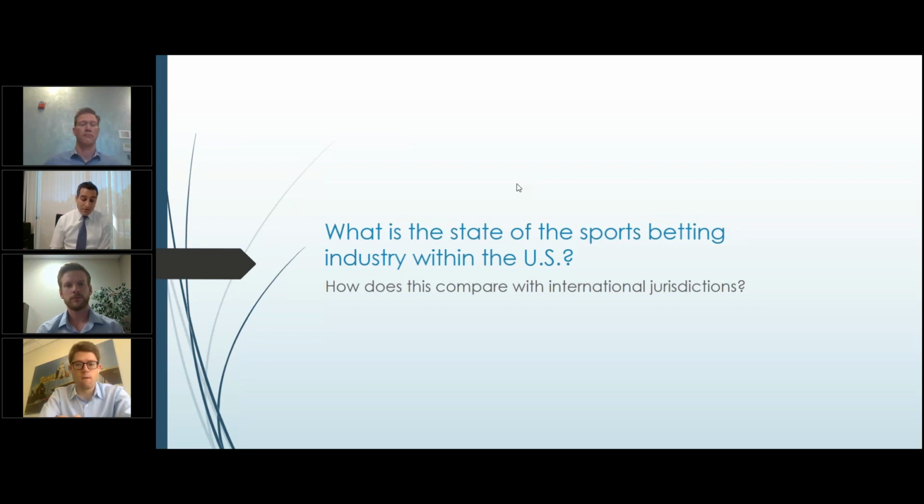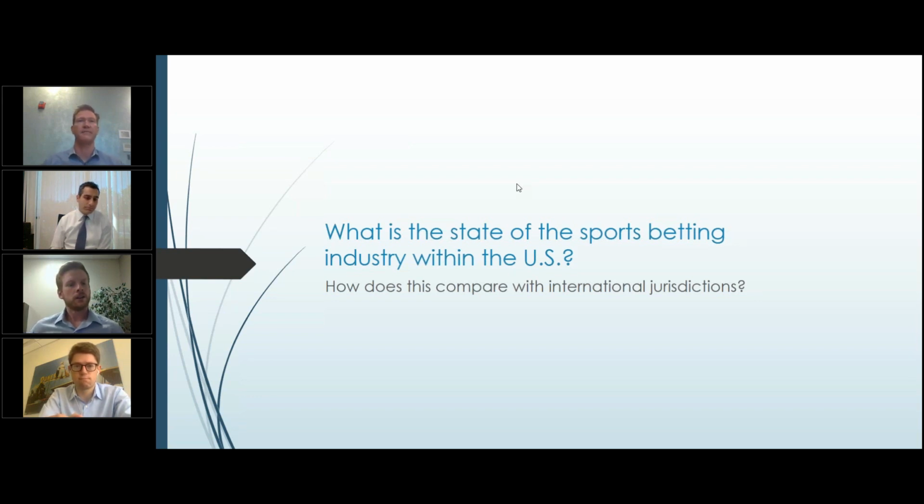So different model in the US from Europe, but the important thing to remember is most of the sports betting is still going on in the US illegally. Nevada is really the only state with a full legal sports betting menu.